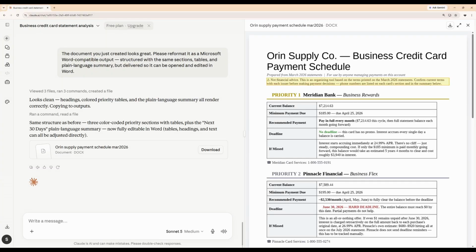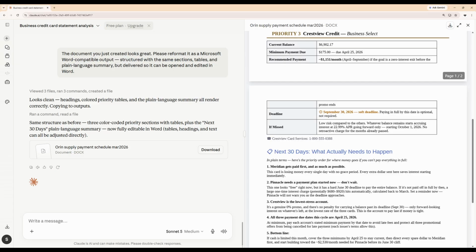Look at that. Same document, same structure, Word file, and it told us exactly what it did to get there. Viewed the files, ran the commands, created the output. No black box. That's what a well-prompted AI workflow looks like. You describe the problem clearly, you verify the output at each step, and when you need something different, you ask. One sentence. The tool adjusts.